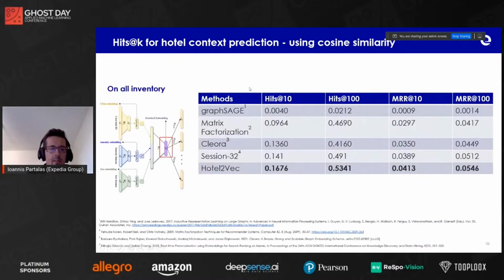In the next set of experiments, we wanted to evaluate the quality of the embeddings we were learning against other methods. So we compared against 2 graph methods. One is called GraphSage, and the other is called Cleora. Cleora basically doesn't really learn; you do random projections. But it's quite a strong competitor, as an approach.